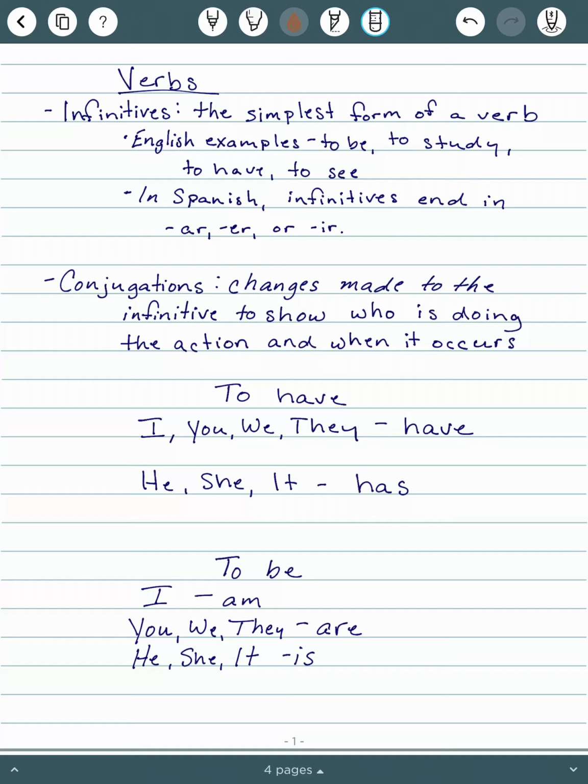Today we are going to learn about the verb tener. Tener means to have. But before we get started, there are a couple of words that you need to know.